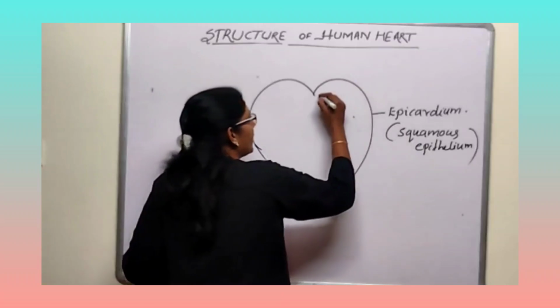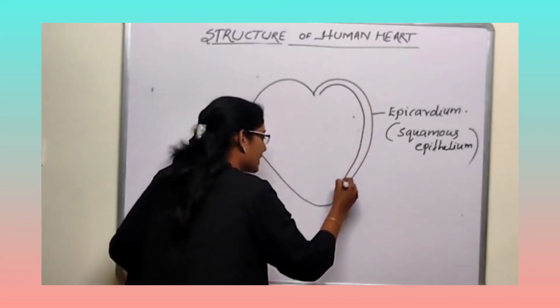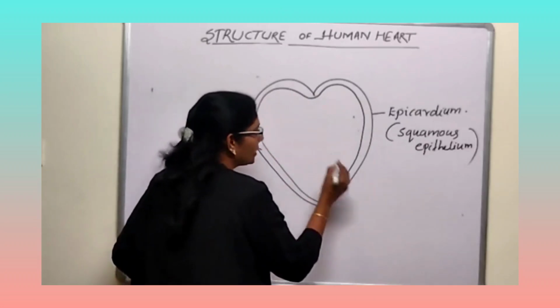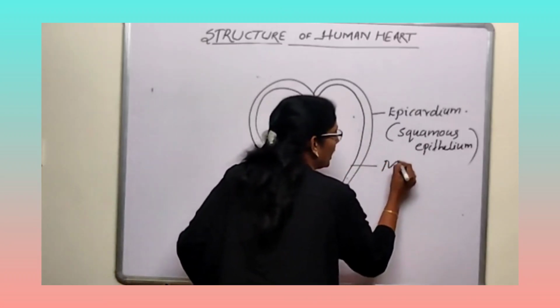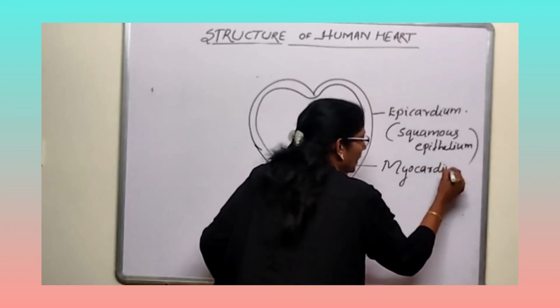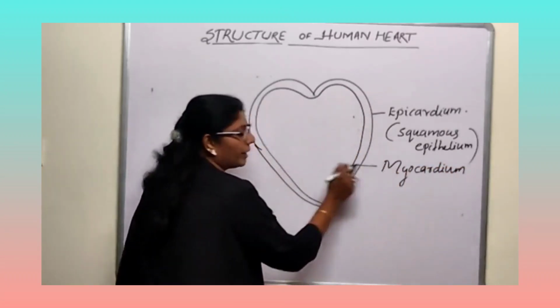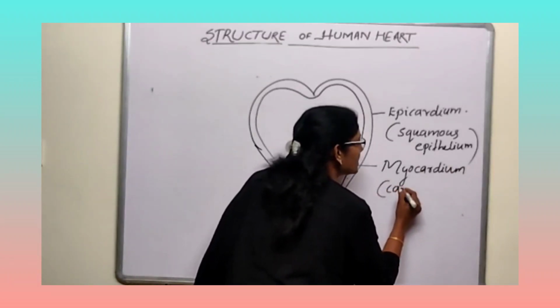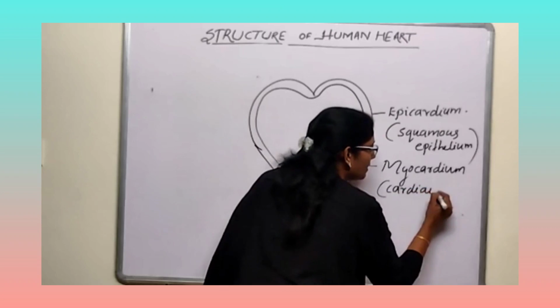Now, inner to this one, the second layer is there. This is called the myocardium. This myocardial portion is made up of cardiac muscles.